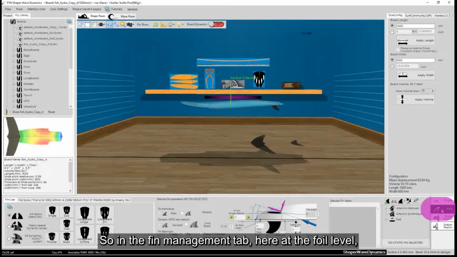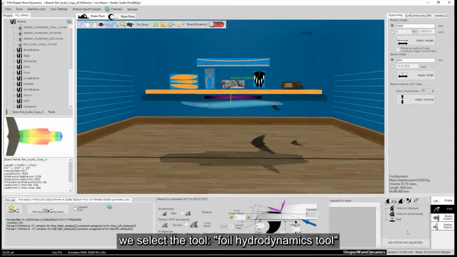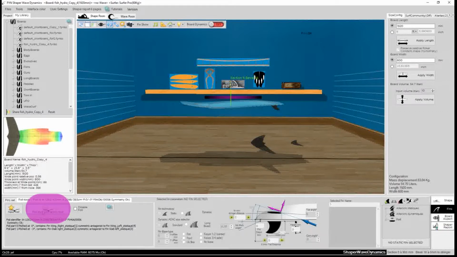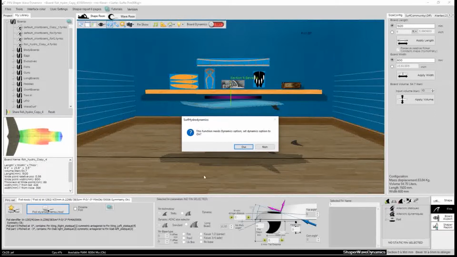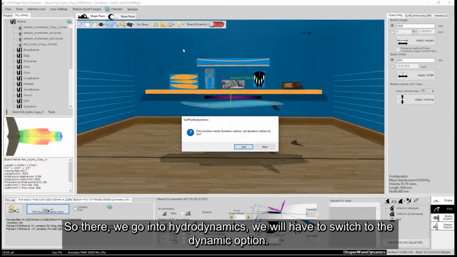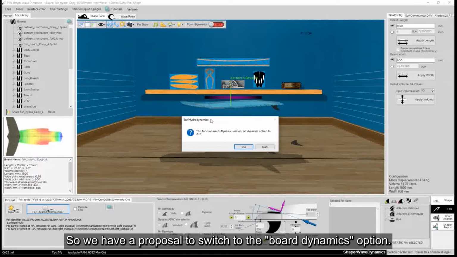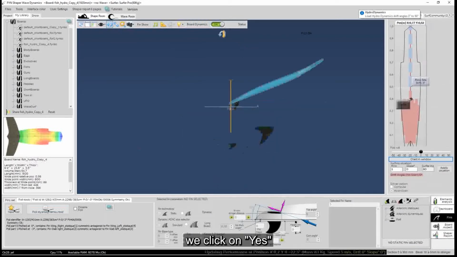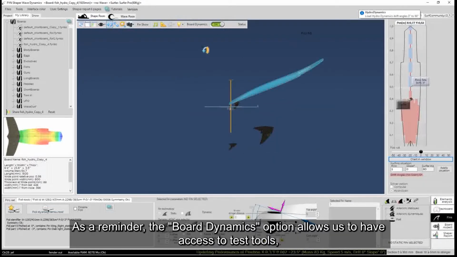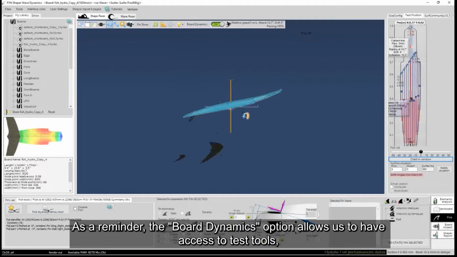So in the Fin Management tab, here at the foil level, we select the Foil Hydrodynamics tool. Now that we go into hydrodynamics, we will have to switch to the dynamic option. We have a proposal to switch to the board dynamics option. We click on yes.